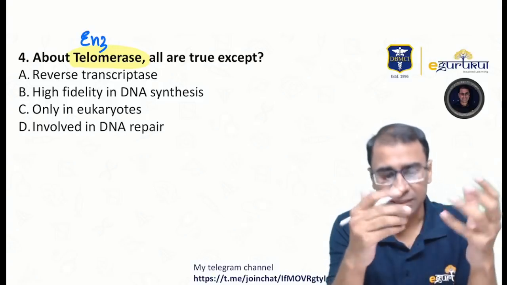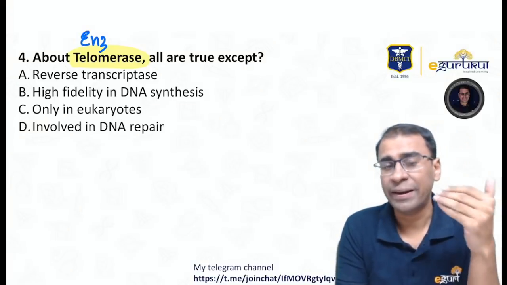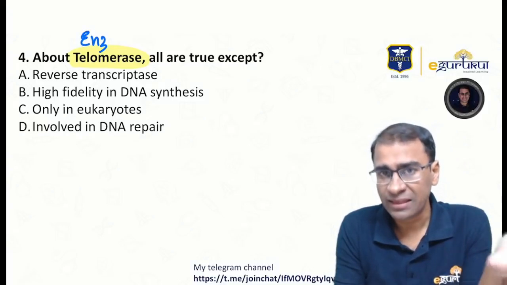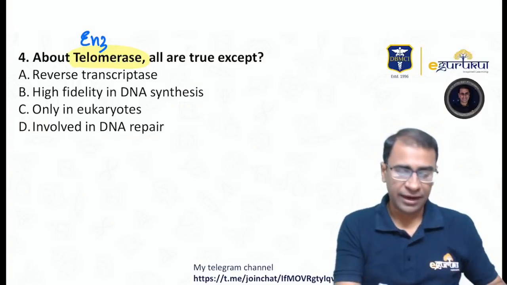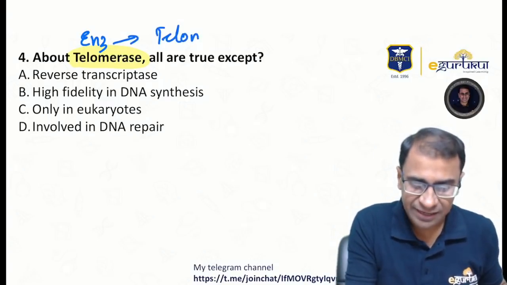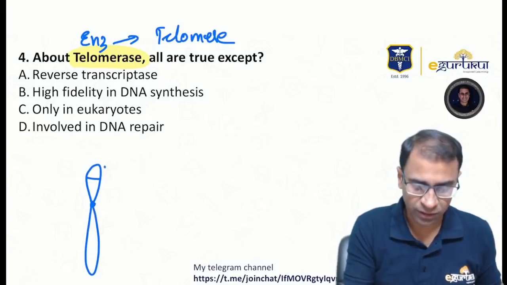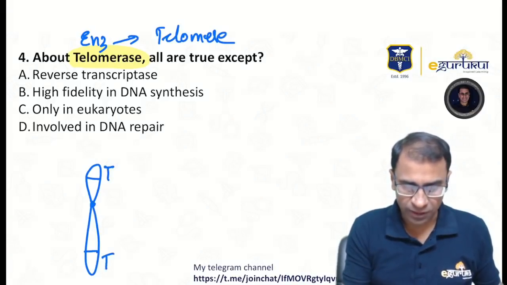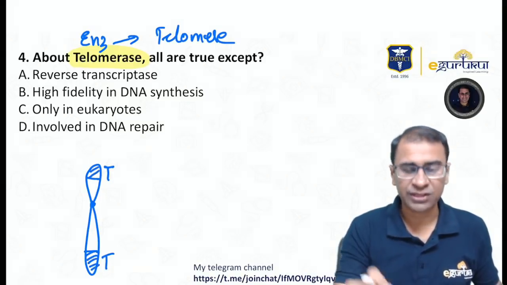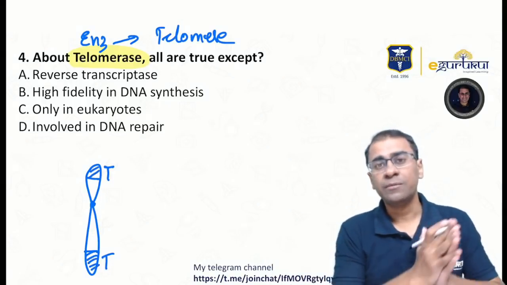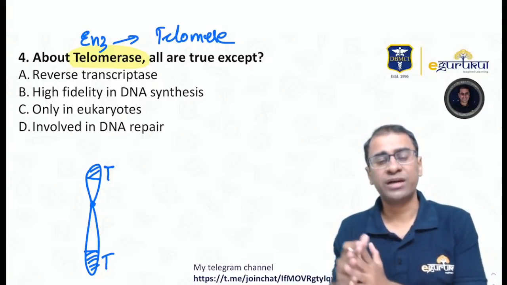So what happens is that it actually helps, as you all know, to maintain the chromosomal length. That is how it actually makes what? Telomere. And telomere, you all remember, will be at the ends of the chromosome. So this would be the telomere, this is the telomere T, and this is the telomere T. The telomere will actually help to not allow the chromosome to get shortened.